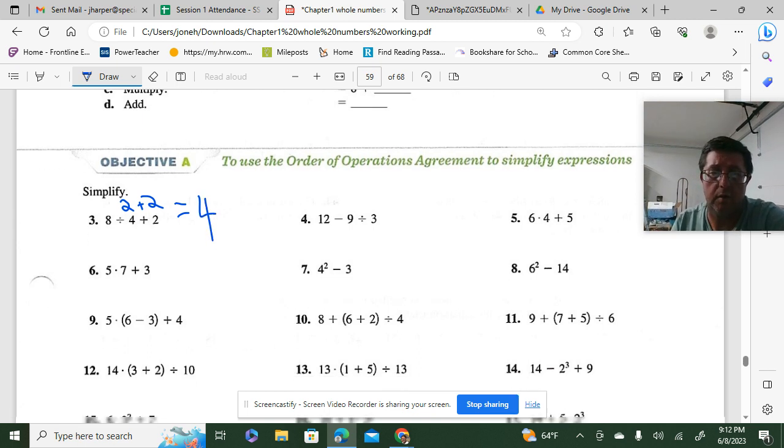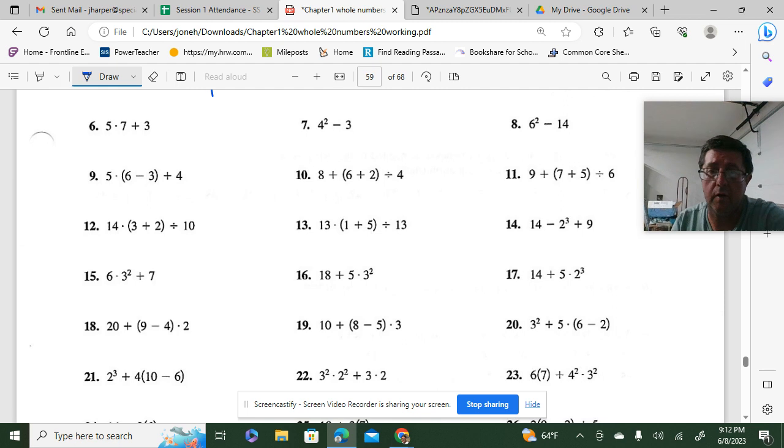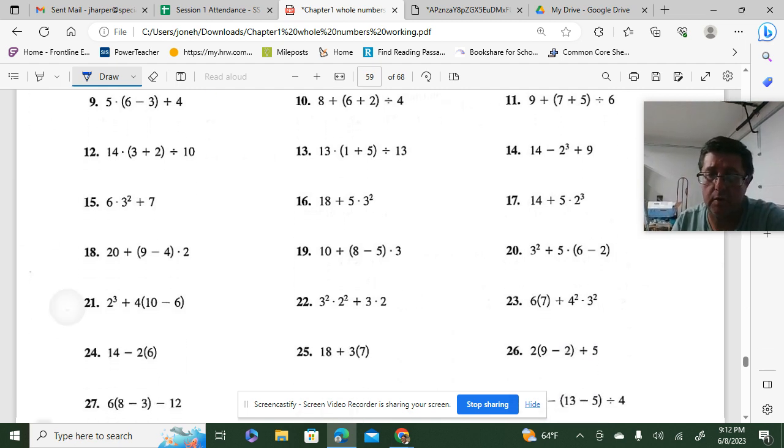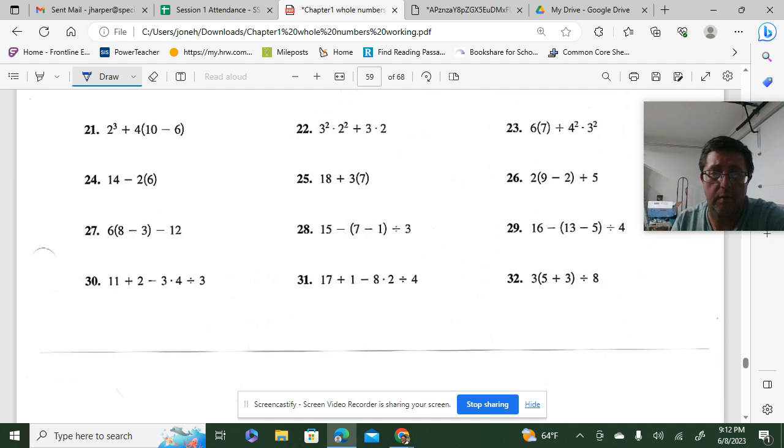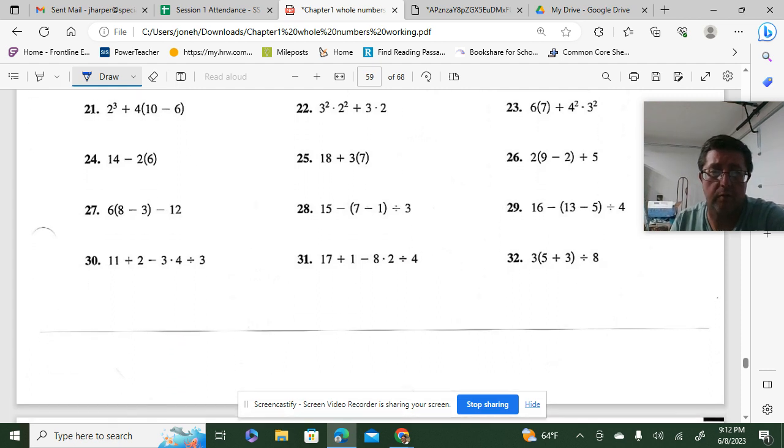So you guys keep doing that on all of these. Sometimes you might have to go back and look at your notes. That's where I'm going to try to make the guided notes for you. So you can just have a note page. And I'm going to have you take a lot more notes on a note page.